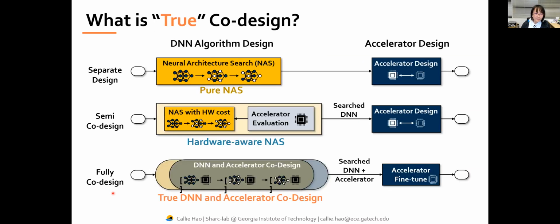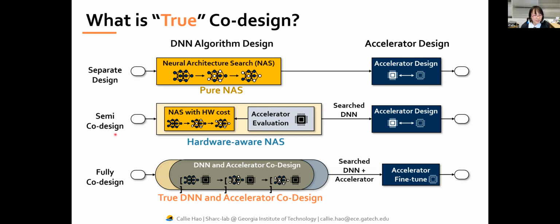So forget about the cheesecake factory. In academic terminology, what is true co-design in this context? Separate design means we first apply a pure NAS here, which is what we already learned. This NAS is to automatically change the network architecture. So we do a pure NAS first, and then we do accelerator design. Well, this is separate design.